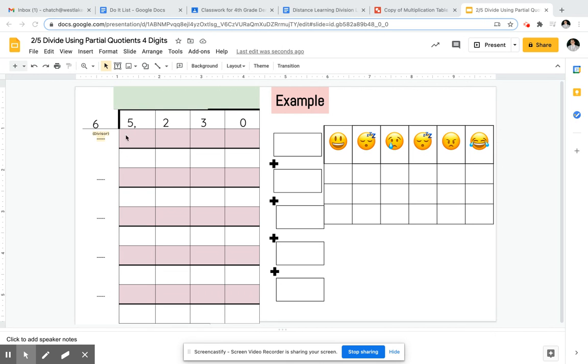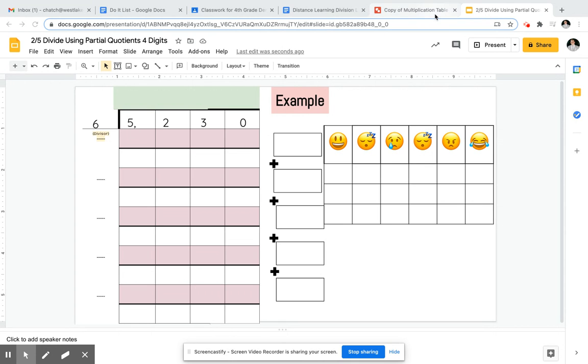Let's get to it. First thing I notice in this problem is that we have 5,230 divided by 6. Well, I noticed that my divisor, 6, is bigger than the first number in my dividend, 5. And that tells me that I cannot give each of these emojis 1,000 to start, right? Because I only have 5,230, and if I gave each emoji 1,000, that would be 6,000, which is too many.